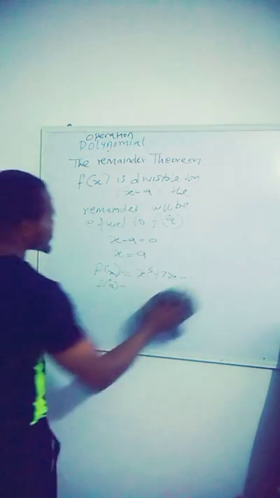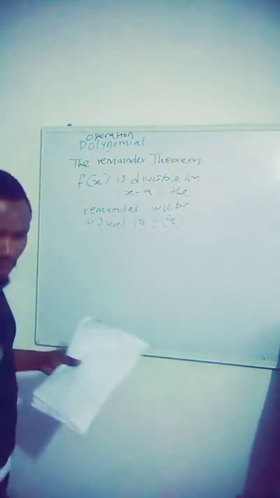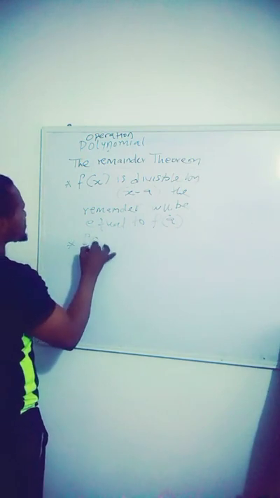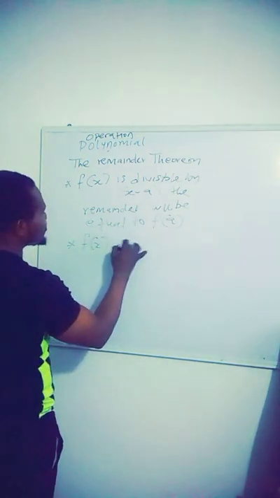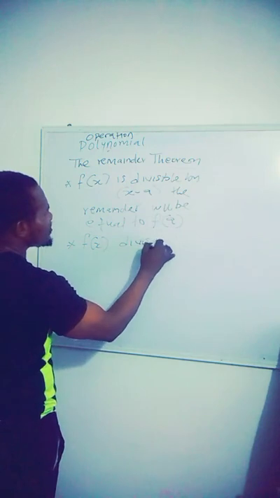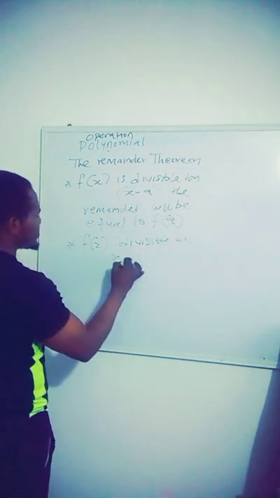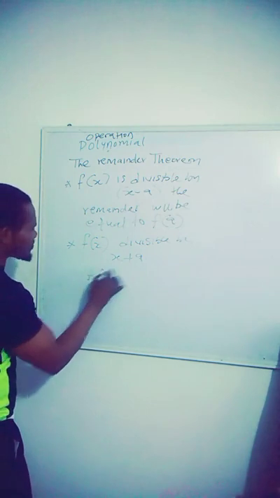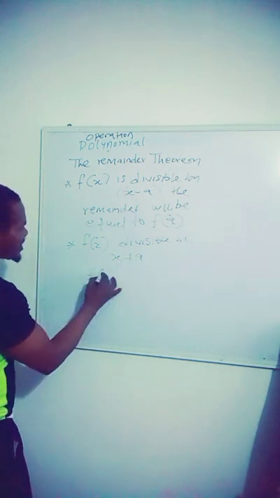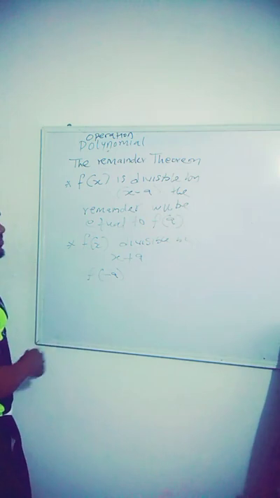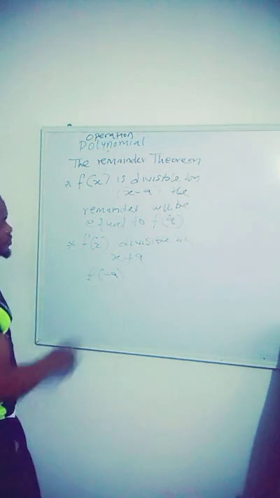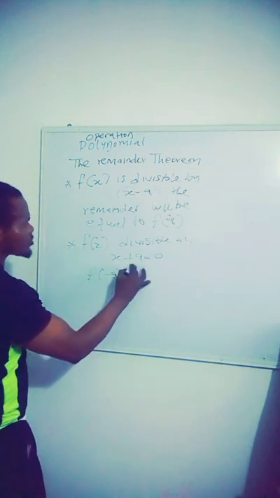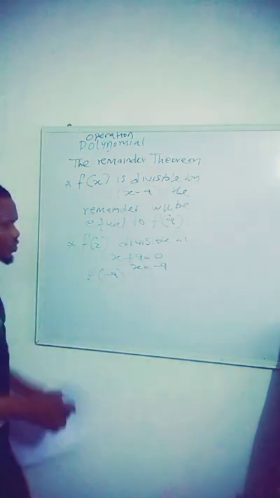God bless you. So now, the second theorem is saying that if you have a function f of x that is divisible by x plus a, the remainder of the function will be f of minus a. So this will be your remainder. Like, how do you get this? You equate this to 0. So x equals minus a. So you will see an example now.